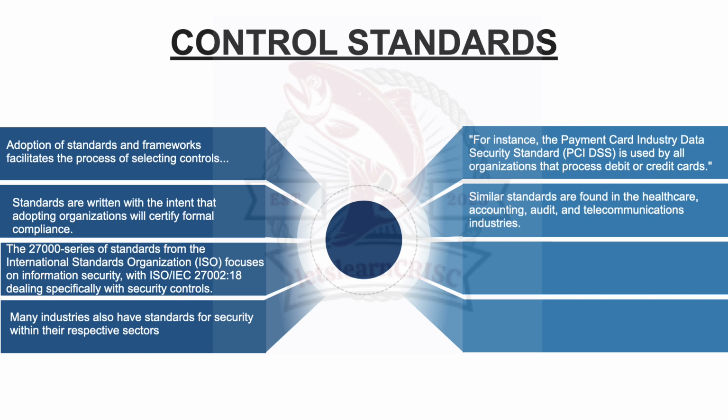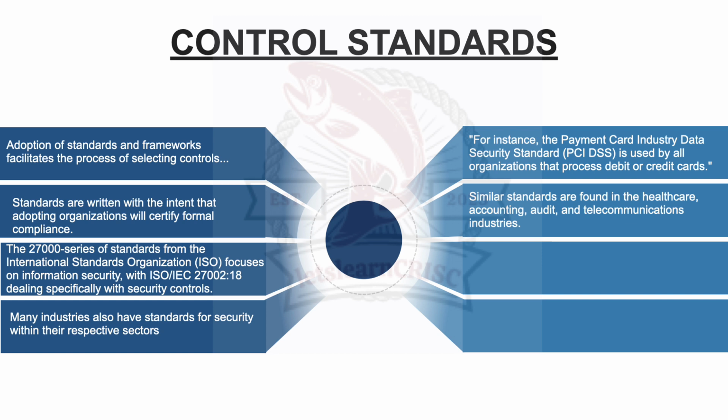Next, the accounting and audit industry. Friends, enacted in the aftermath of financial scandals, the Sarbanes-Oxley Act is a US law that establishes standards for public company boards, management, and public accounting firms. It aims to protect investors and improve the accuracy of corporate disclosures. Next, the telecommunication industry. Friends, the European Telecommunications Standards Institute developed global communication standards, including those related to information security. These standards ensure interoperability and security in the rapidly evolving telecommunication industry.